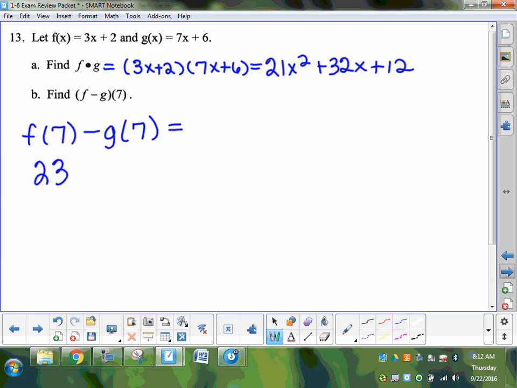All right, so you said 23 minus. What's the g of 7 value going to be, Jess? And now I need to do 23 minus 55. Can you tell me what that number is going to be? Negative 42. Questions on that?